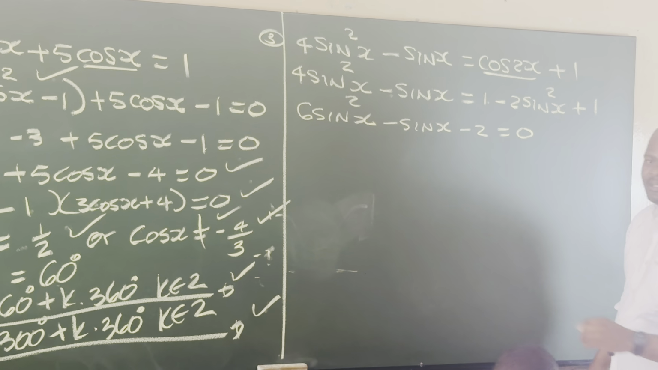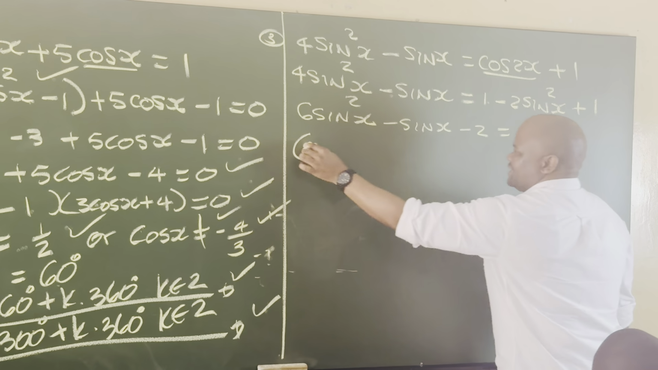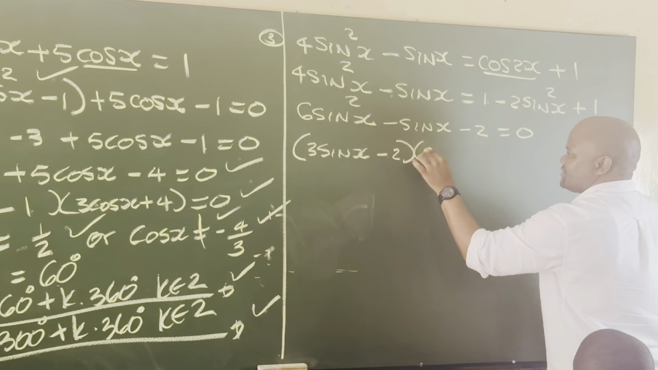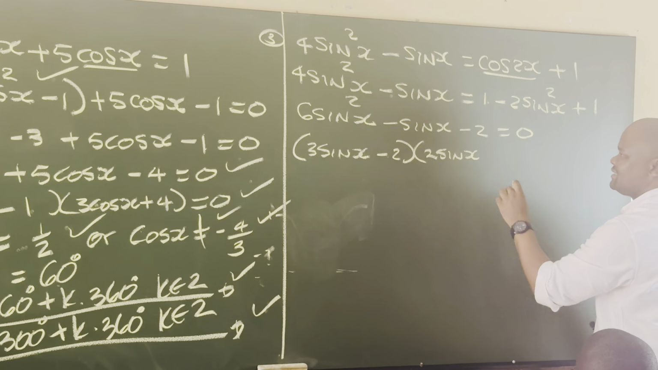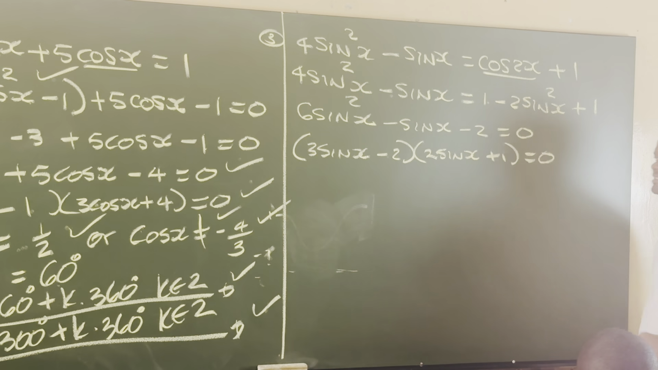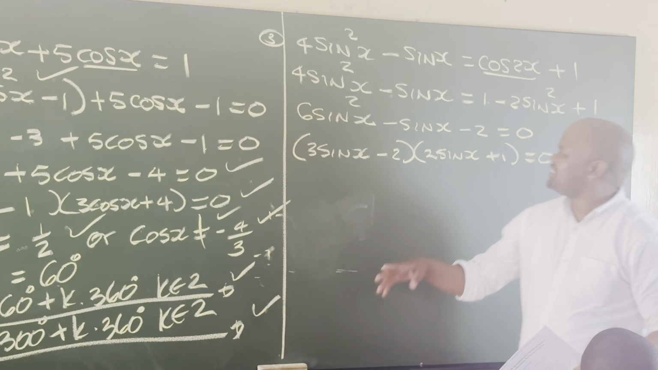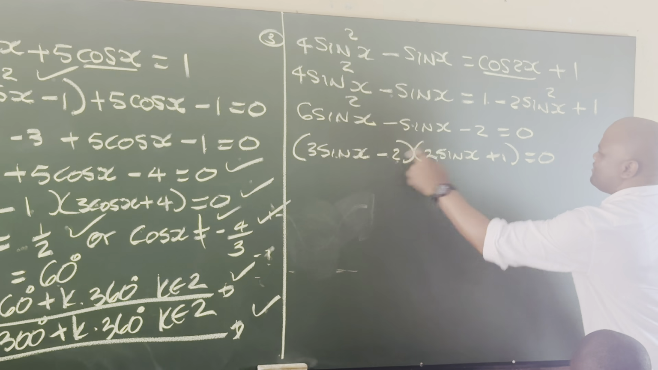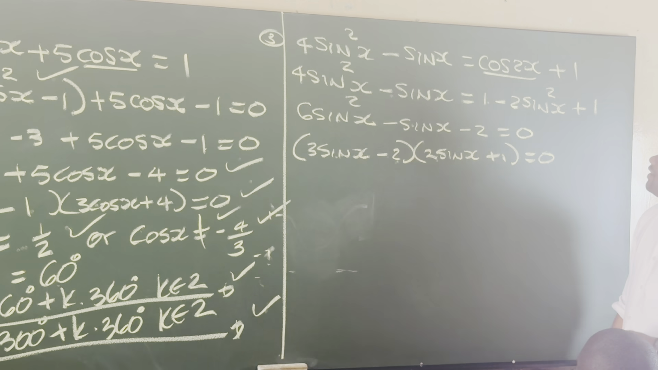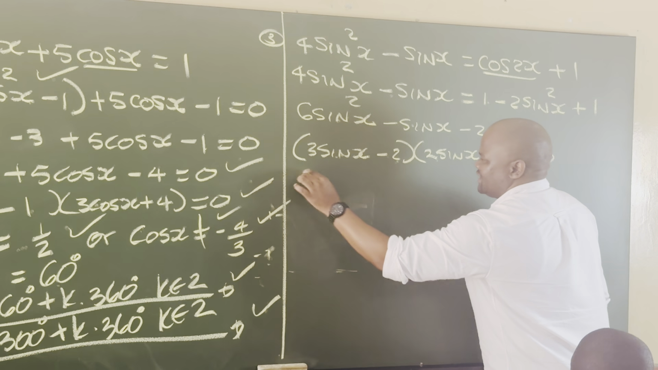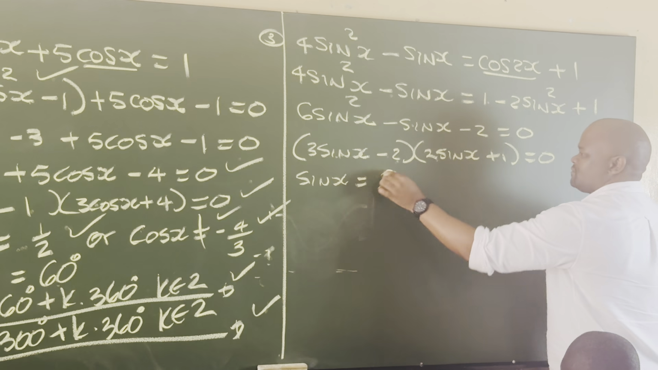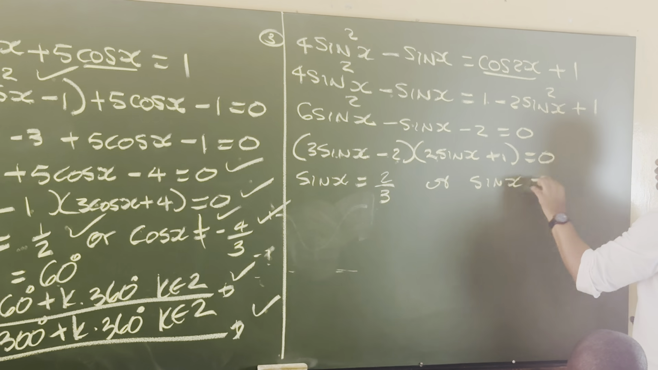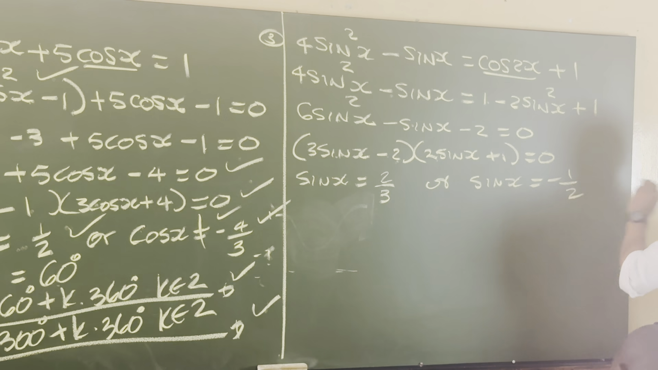Do we have the factors for this? What will be the factors? 3 sine x minus 2 into 2 sine x plus 1 is equals to 0. Since I trust you, I won't check this side. But if you multiply, let me check. Okay, yeah, correct. And then what will be our next step? Then our next step will be to solve. So this is sine x equals to 2 over 3, or sine x is equals to negative 1 over 2.